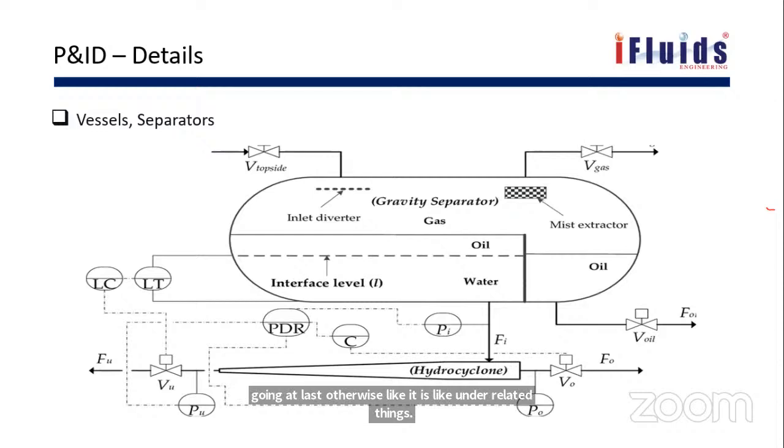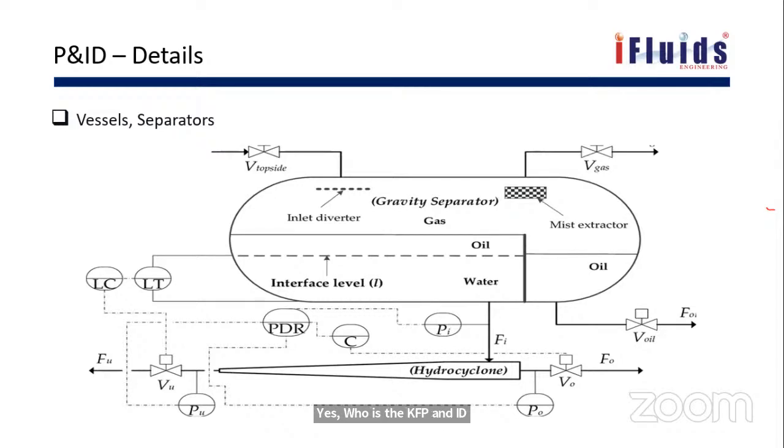Any more questions? Yes, ma'am. Sir, who will prepare the PNID? It is from the process department. A designer will be there. Process engineers are not capable of drawing that much. So there will be a designer who is fully familiar with AutoCAD. AutoCAD is the primary requirement for the PNID. So the designers will prepare the drawing, and the input will be given by the process engineers.